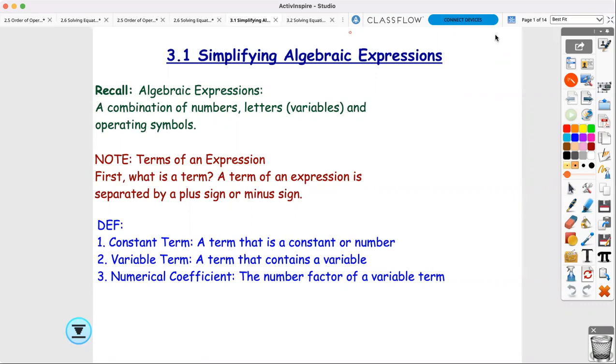So we're starting chapter 3. Chapter 3 is 3.1, simplifying algebraic expressions. In this lesson, we're going to be learning some definitions. You notice in the bottom in blue, we have 3 new definitions. And then we have a note. A note is pretty much just an explanation of a small component in this lecture.